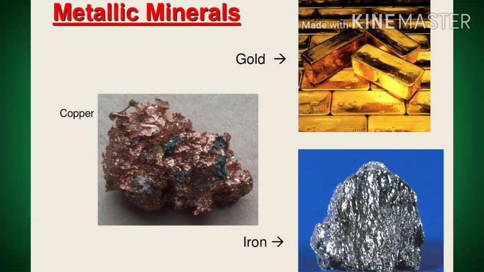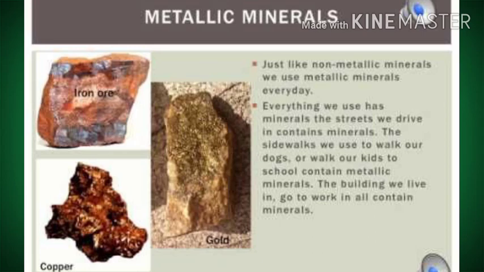Metallic minerals. Minerals from which we get metals like iron, copper, gold, silver, lead, aluminium, tin, etc. are known as metallic minerals. These minerals have to be extracted from the earth in which they are present along with some other metals.